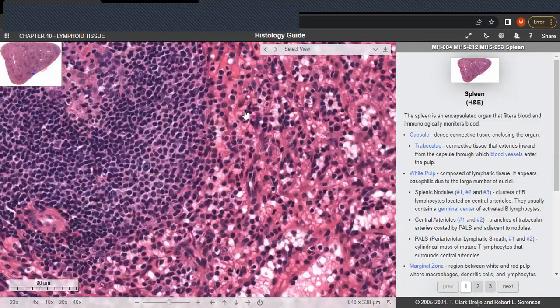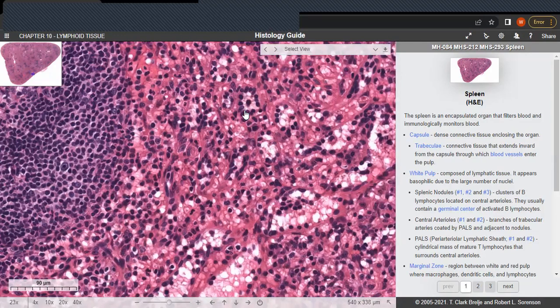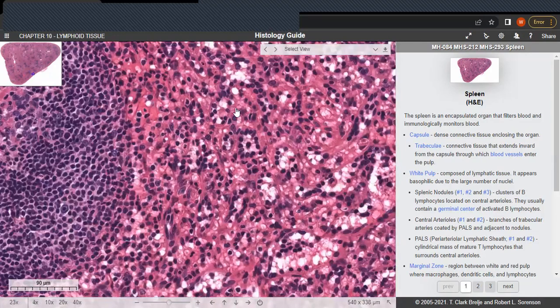So the marginal zone has some cell types. The main cell types here are the macrophages and the dendritic cells. You can also find lymphocytes there. Maybe that is what we can say about the white part. Remember, we have the periarterial lymphatic sheath, which surrounds the central arterioles and is mainly composed of T lymphocytes.